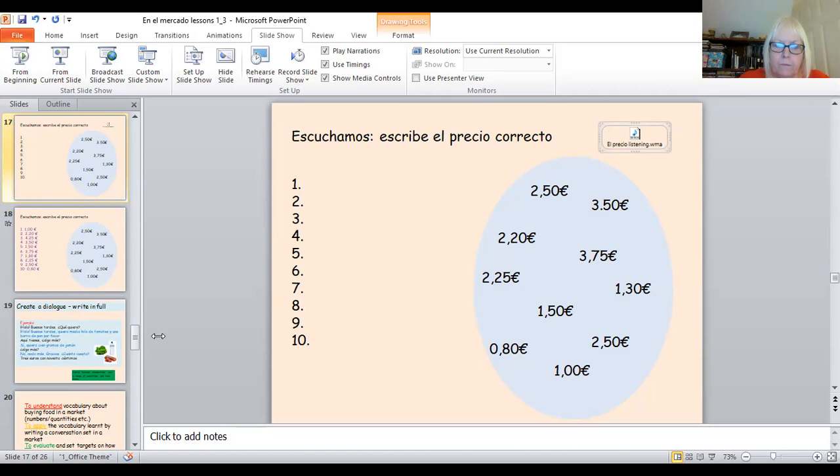¿Qué quieres? Una lechuga, por favor. ¿Cuánto cuesta? ¿80 céntimos? ¿Algo más?